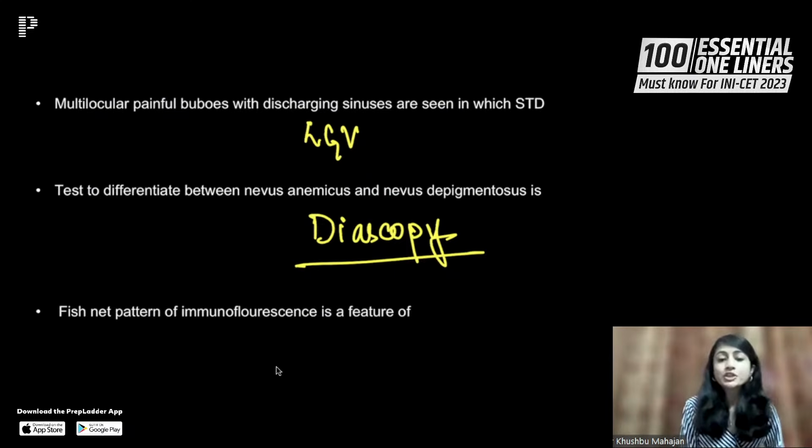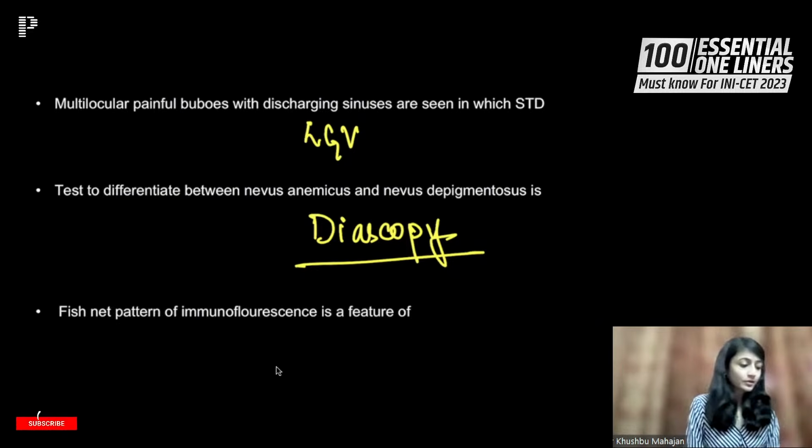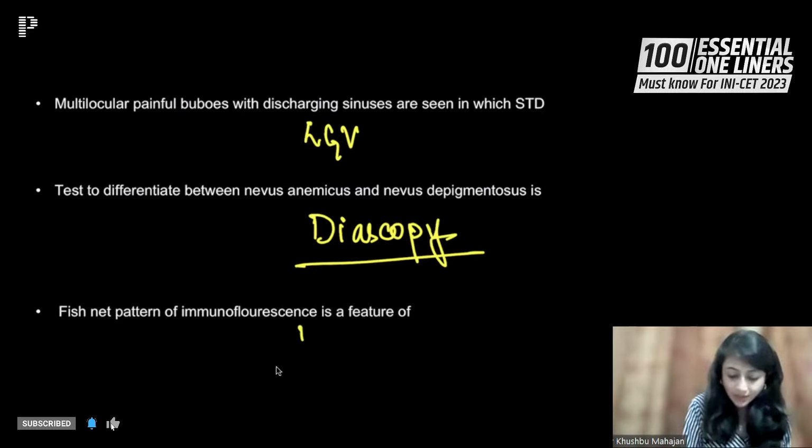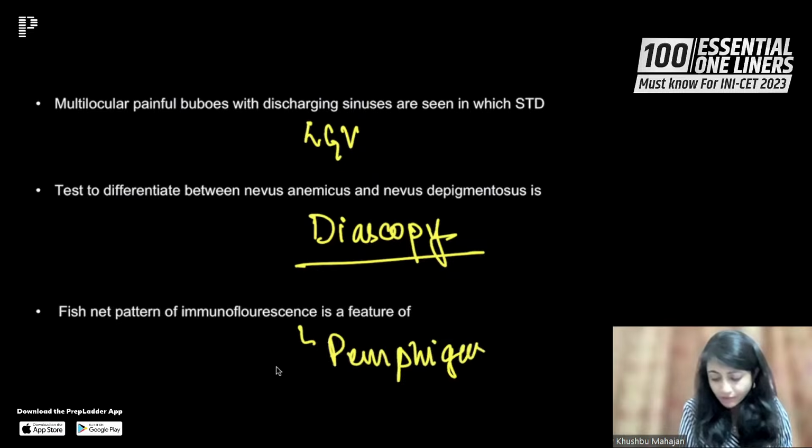Okay? Fishnet pattern of immunofluorescence is a feature of. Fishnet pattern. It is not ichthyosis. Yes, it is pemphigus. Specifically, pemphigus vulgaris, can also be seen with foliaceous.